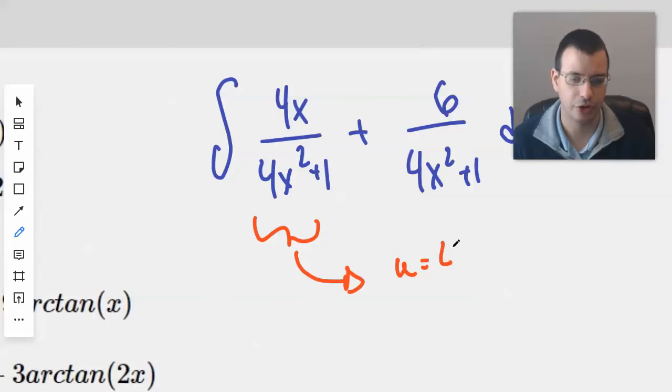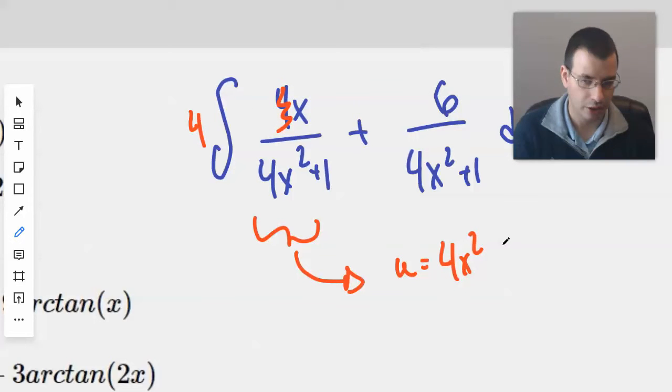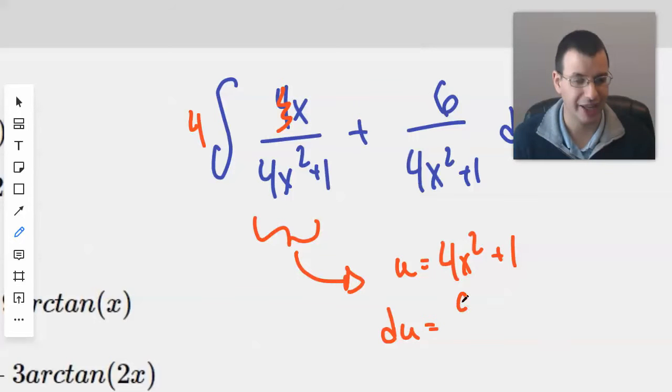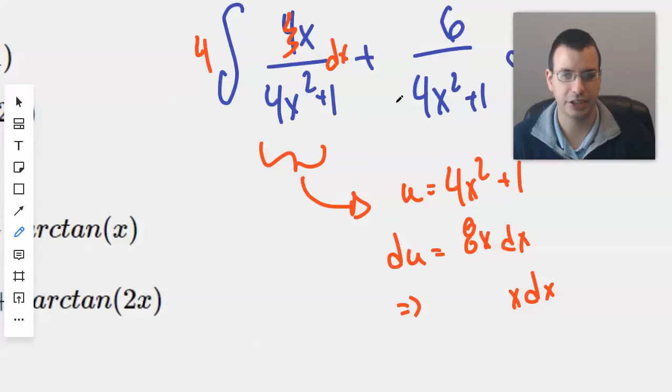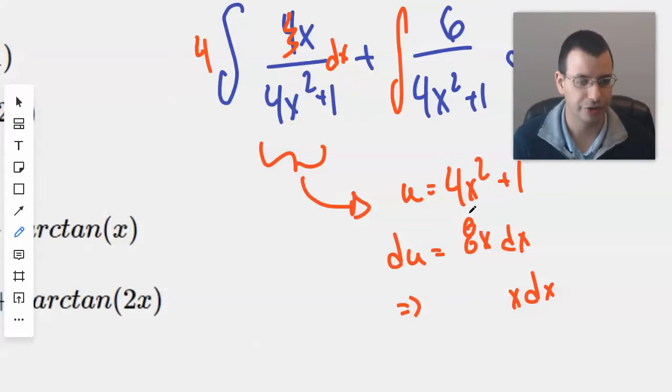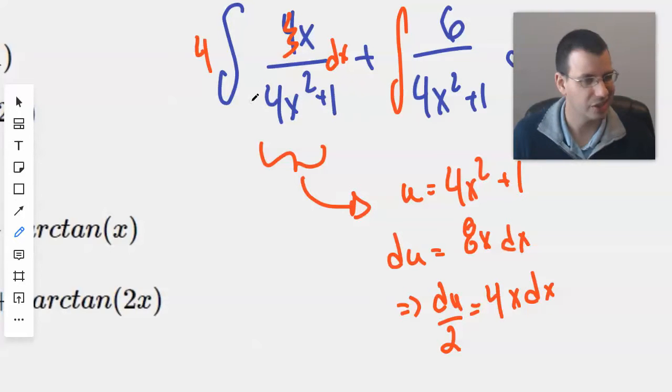So u equals 4x squared plus 1. I'm going to move this 4 to the outside, so I don't worry about it. du equals 8x dx. Therefore, x dx, I'll put a dx here, integral, just separating the integrals. du over 2 equals 4x dx. I just took one of the 2's out.